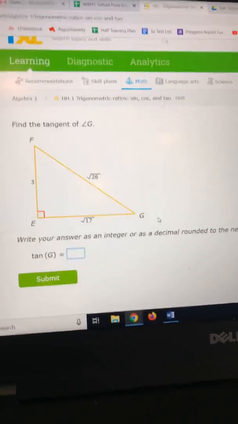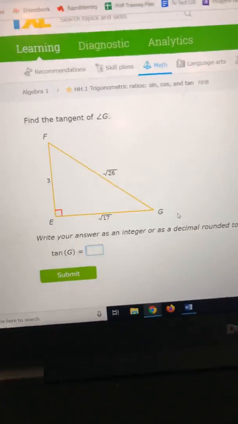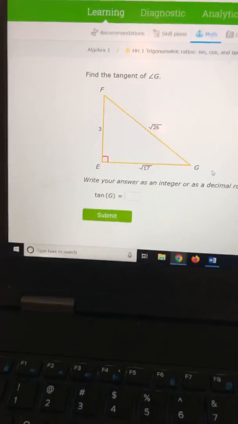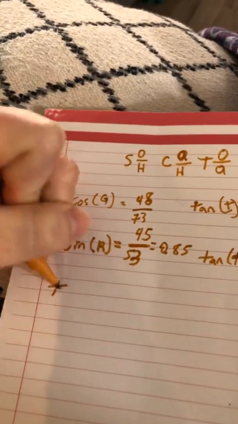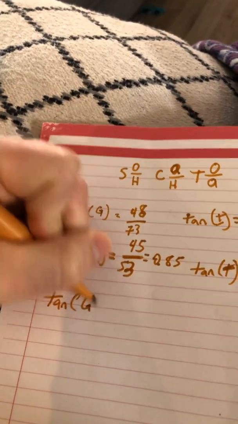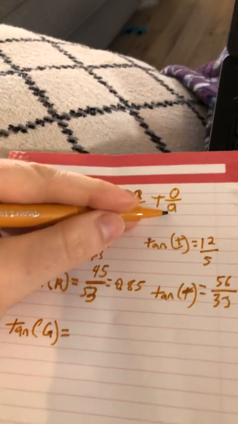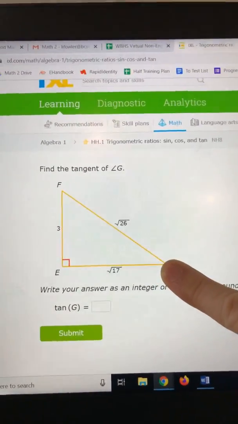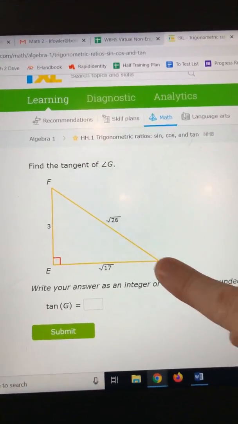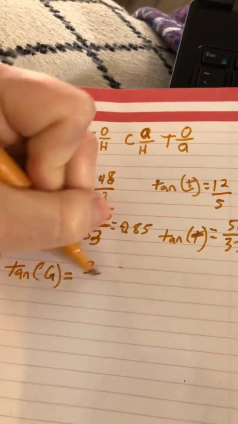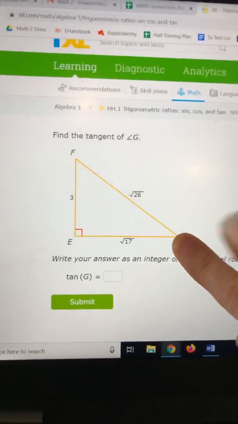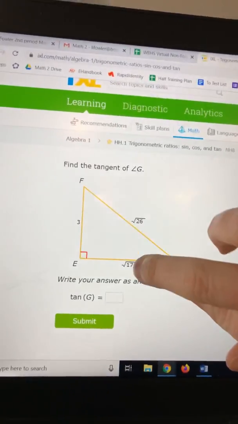Ooh, this is fun. So don't be scared of the radicals. They're perfectly fine. We're going to find tan of G. So on here, I'm going to write tan of G equals, tan's our opposite over adjacent. So G's right here. The opposite is the side not touching my angle. So opposite is 3 divided by the adjacent. So the adjacent is the side touching it that's not the hypotenuse. Hypotenuse is this guy. So you want the square root of 17.